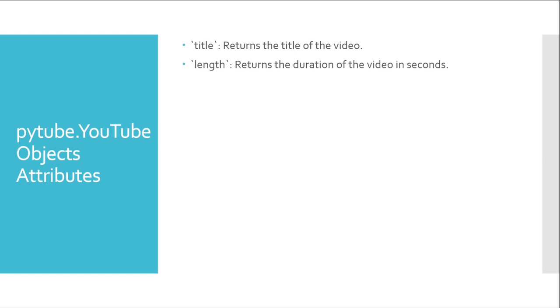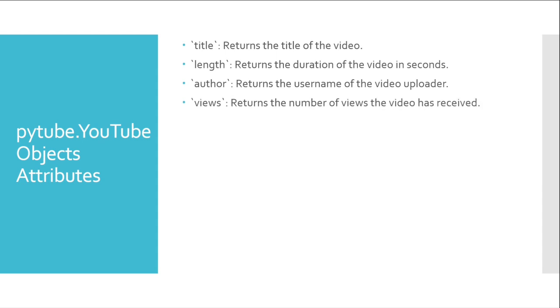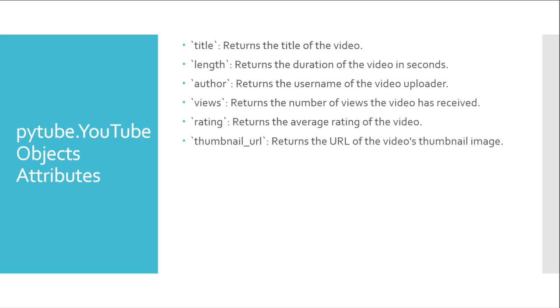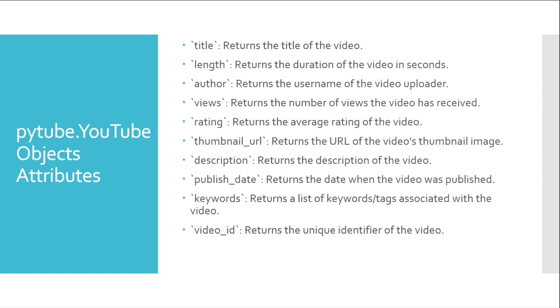Now let me introduce you to some attributes of the pytube YouTube objects. The first one is the title. This attribute is used to return the title of the video. Similarly, we have a length attribute which returns the duration of the video in seconds. Then we have the author, the number of views, and rating, which returns the average rating of the video. The thumbnail URL returns the URL of the video's thumbnail image. Description returns the description of the video, and there are also publish date, keywords, video ID, and streams. So these are the different attributes of the pytube YouTube objects.